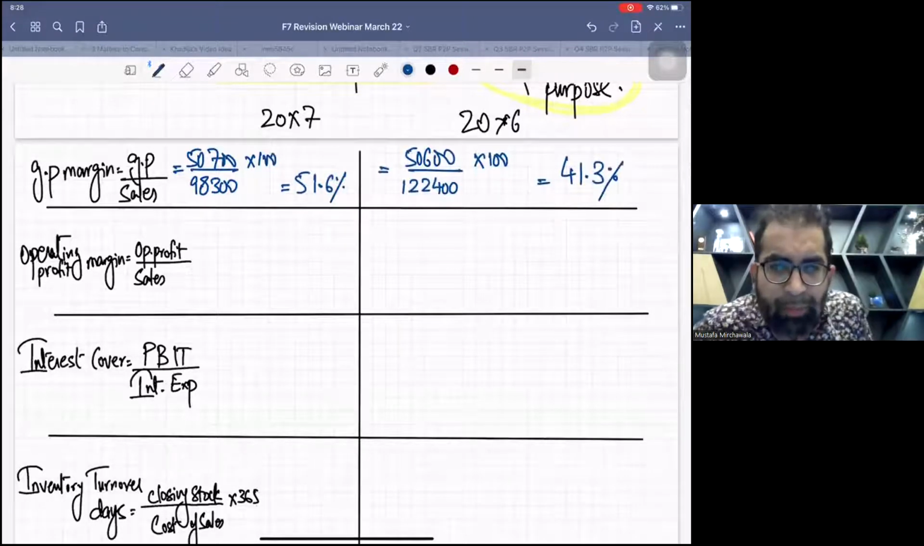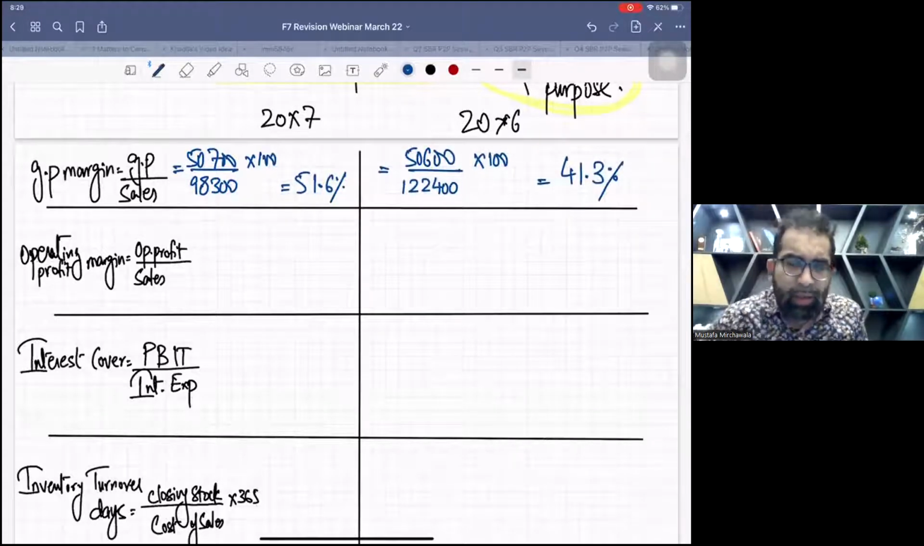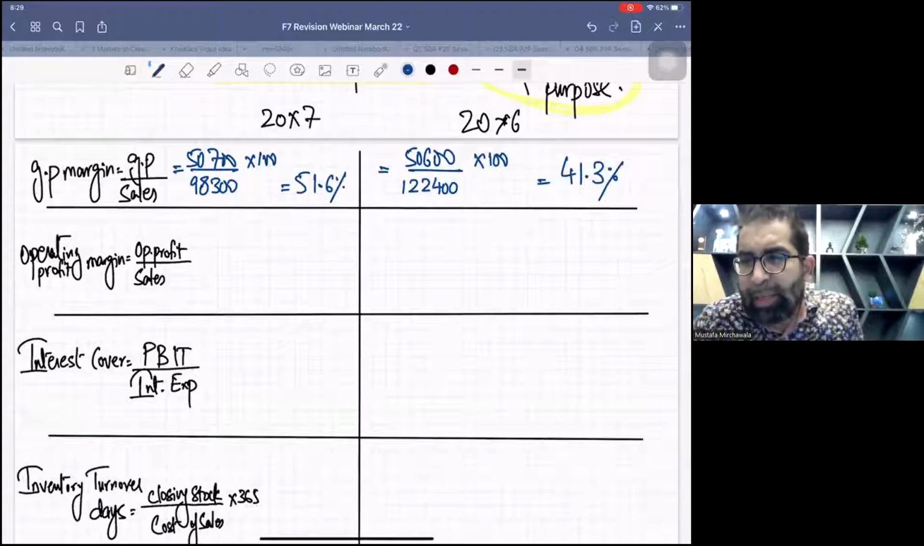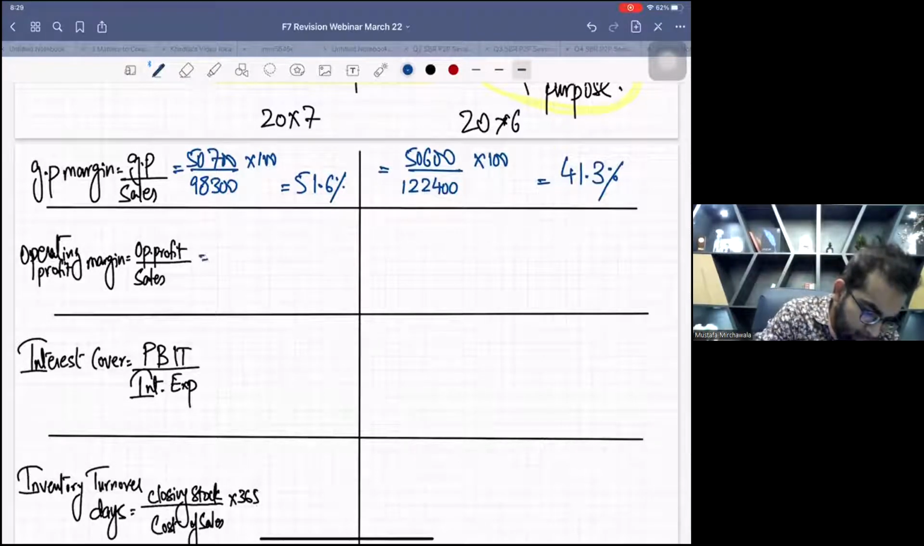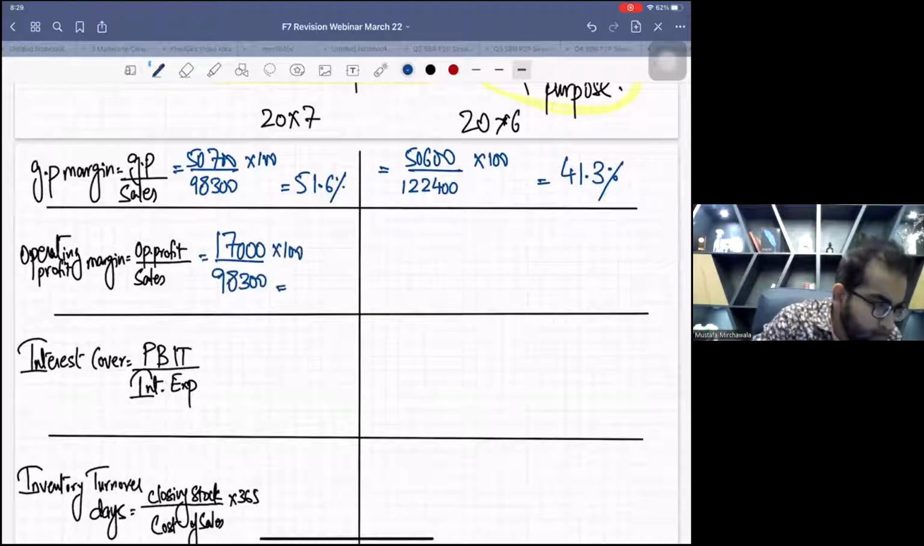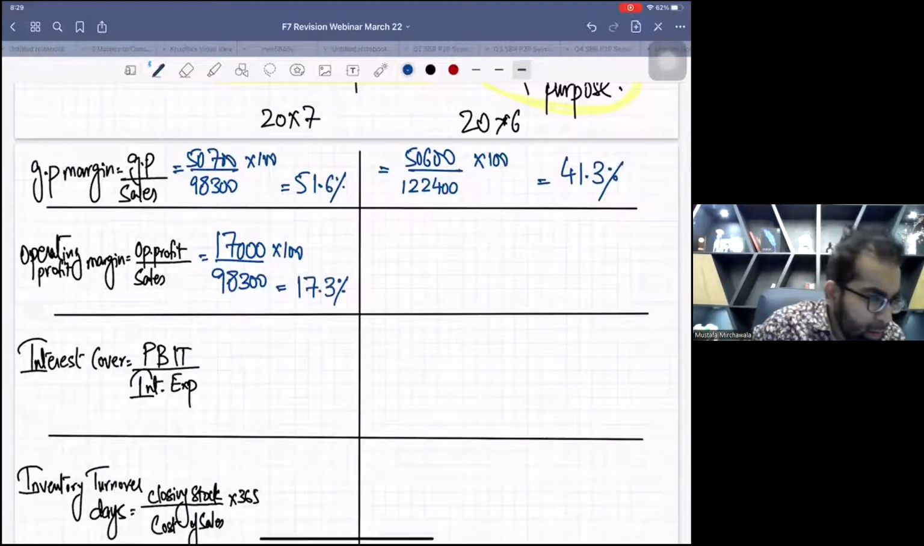Now, operating profit margin is operating profit divided by sales times 100. Operating profit is PBIT. So this will be 17,000 divided by 98,300 times 100, which will give you 17.3%. Now the next is 13,000 for next year.